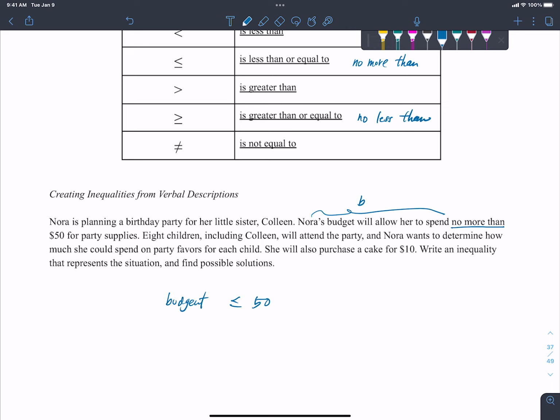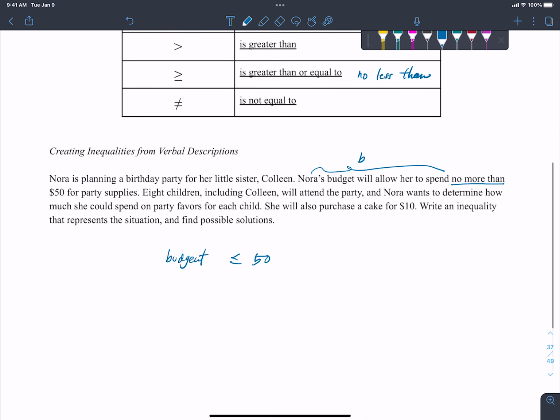Okay. But what we want to know is that there will be 8 children, including Colleen. Nora wants to determine how much she could spend for party favors for each child. So everybody's getting a party favor, so there are 8 of them. So let's call it 8F. And what else is there? All right, that's right. She has to buy a cake, plus 10, right? That has to be less than or equal to 50. So because we use the letter F, we need to define what it is. So let F be equal to the cost of each favor.